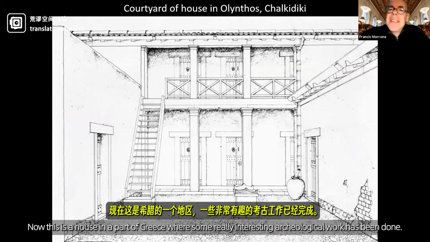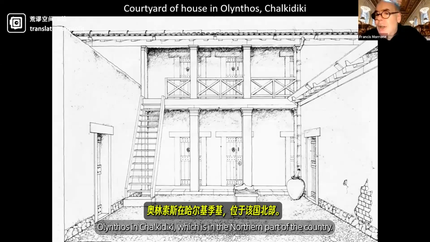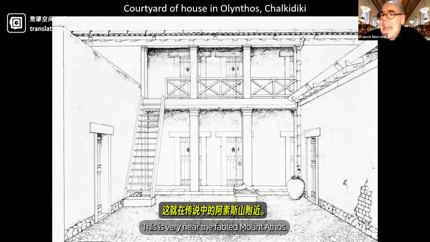Now, this is a house in a part of Greece where some really interesting archaeological work has been done. Olynthos in Chalkidiki, which is in the northern part of the country. This is very near the fabled Mount Athos.